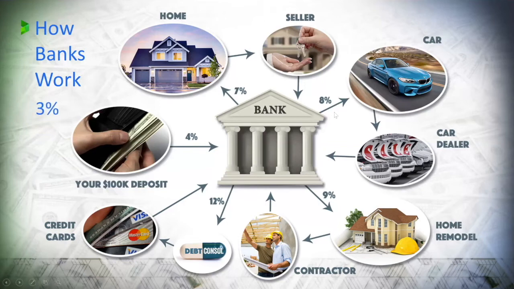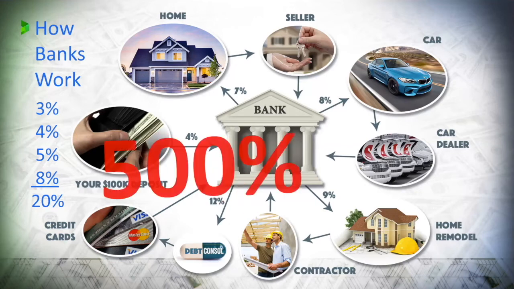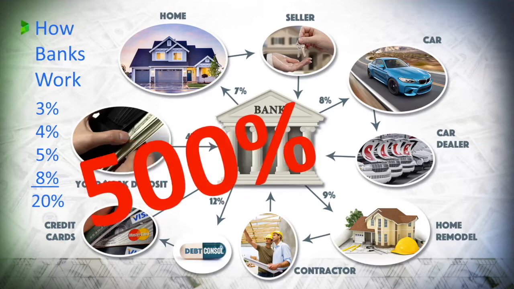The car is 8. You made 4. 8 minus 4 is 4. 9 minus 4 is 5. And 12 minus 4 is 8. So the bank made 20% and you made 4%. The bank made 20 and you made 4. How much more did the bank make than you? You guys are thinking 16%, right? 20 minus 4 is 16%. Close. What about 500% more than you?